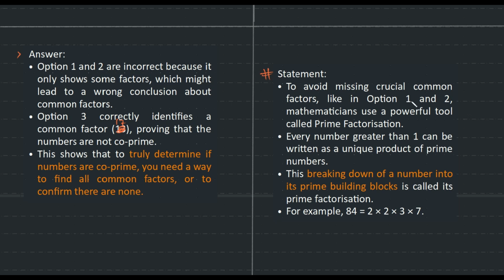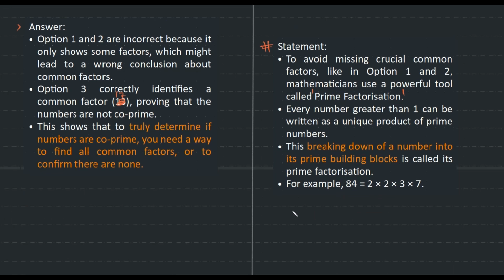To avoid missing crucial common factors like what happened in option 1 and option 2, mathematics uses a powerful tool called prime factorization. So to tell if two numbers have any common factor, we use the concept of prime factorization. Every number greater than 1 can be written as a unique product of prime numbers. This breaking down of a number into its prime building blocks is called prime factorization.